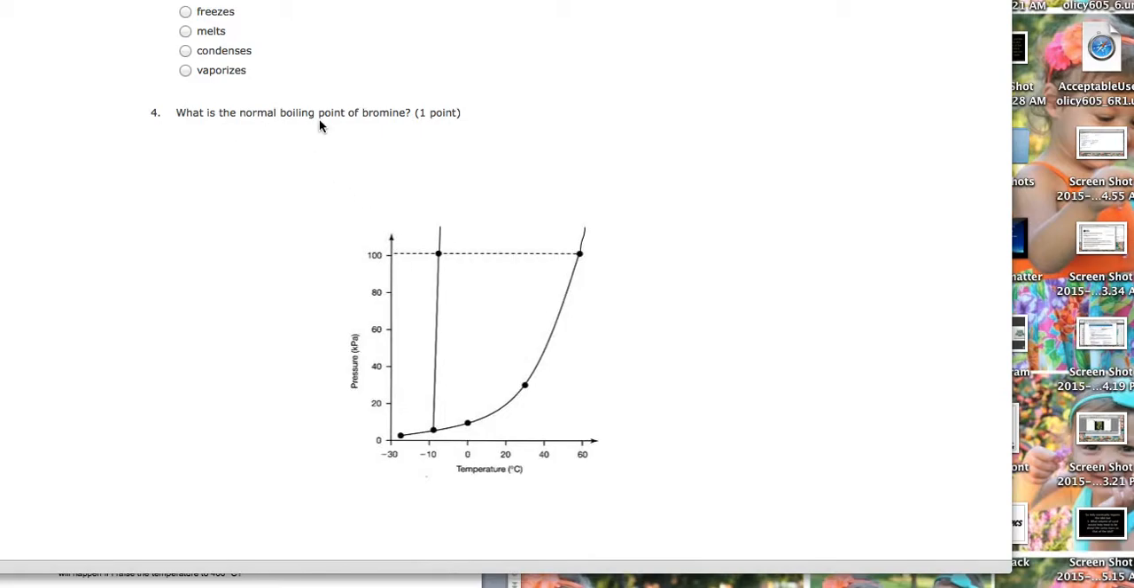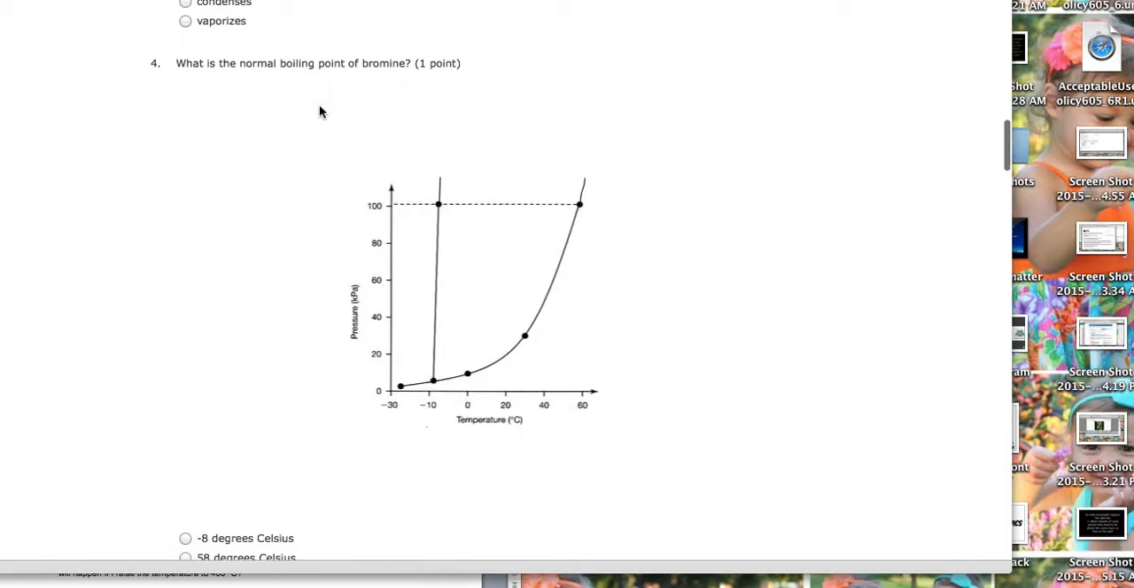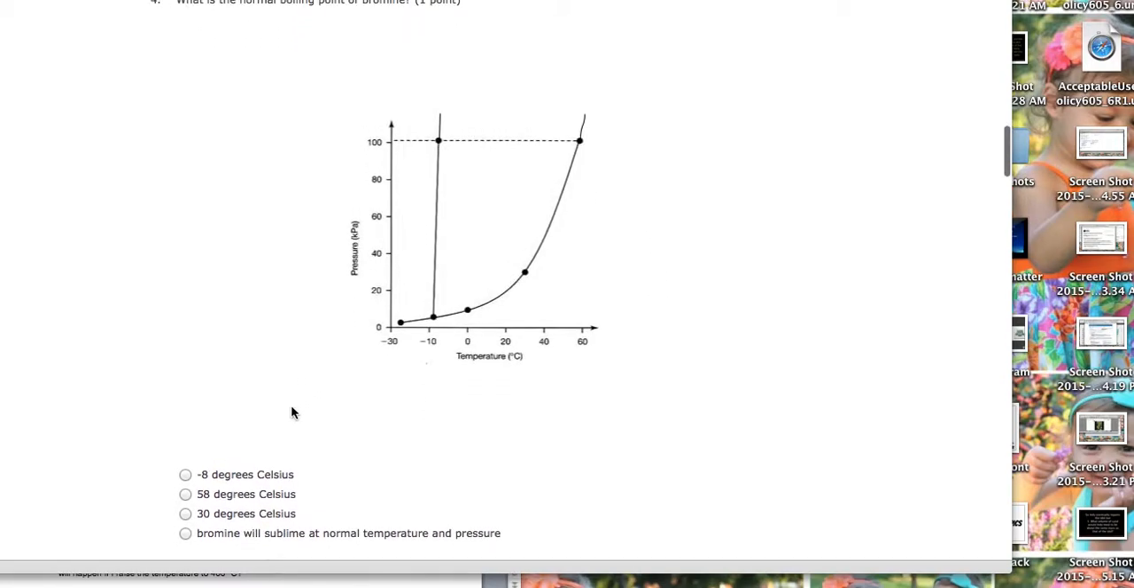I want to know what the normal boiling point of bromine is. So we are looking on this phase diagram where the liquid would be going to a gas. Would that be -8 degrees Celsius, 58 degrees Celsius, 30 degrees Celsius, or bromine will only sublime at normal temperature and pressure?